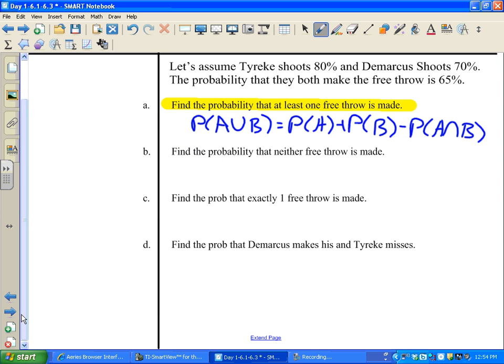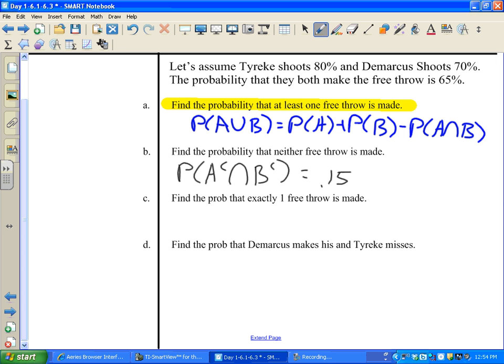The rest of them, find the probability that neither free throw is made. We just talked about that. In set notation, that's the probability of Tyreek missing and also DeMarcus missing. Probability of Tyreek and DeMarcus missing, according to this, is 0.15. And I can get that in terms of a complementary event. Does that make sense? Should.